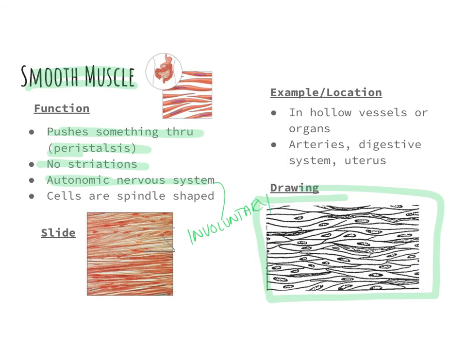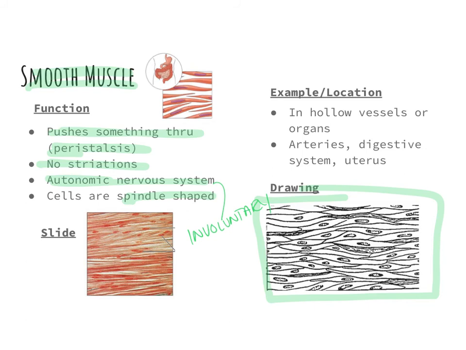Okay. And then you'll also notice that the cells take on a little bit of a different shape. We say that these are spindle shaped. To me, they kind of look like strange shaped footballs or strange shaped eyeballs with the nucleus there in the center. So they are called spindle shaped.